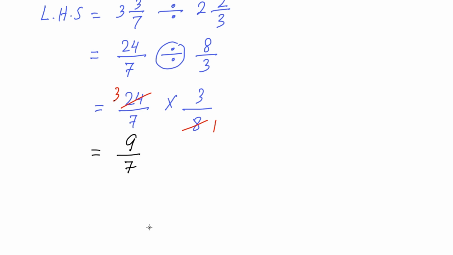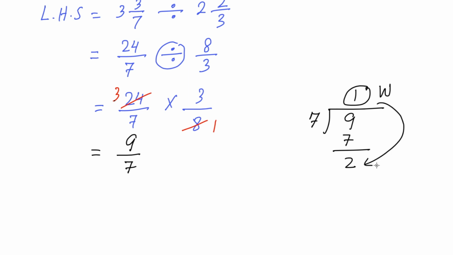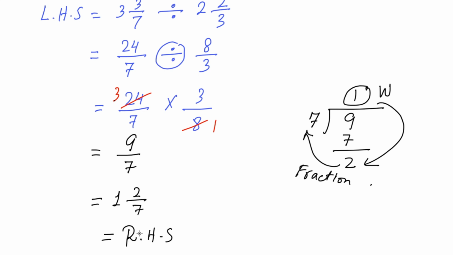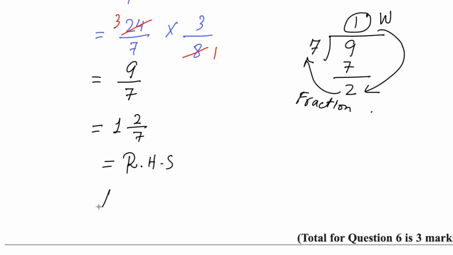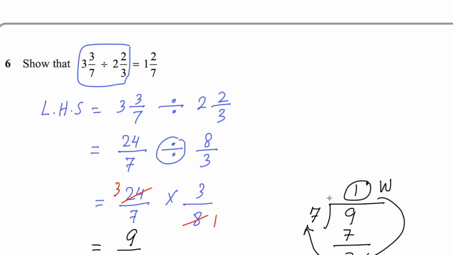Because it is the improper fraction, let me tell you how to change improper fraction into mixed number. It's a very easy method. 7 ones are 7. The remainder is 2. This is a whole number. We start from here and go like this. This is a fraction. So we can write as 1 whole and 2 over 7. So it is exactly like the right hand side. So 6 questions are done.